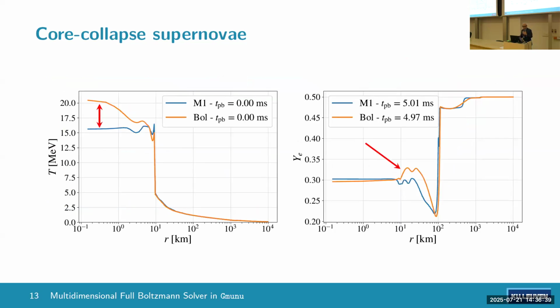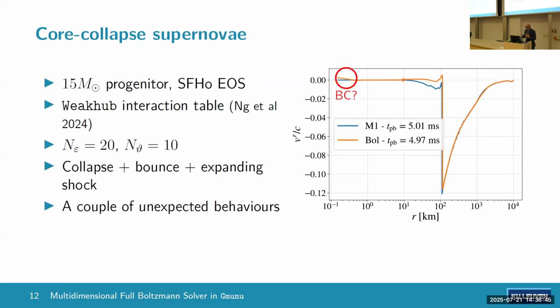This is in the velocity profile. We can see similar things in both the temperature and the electron fraction. This is some behavior that we are currently looking into, trying to understand what exactly is going on. But at least I wanted to show you the first supernova simulations we've been doing using this code.